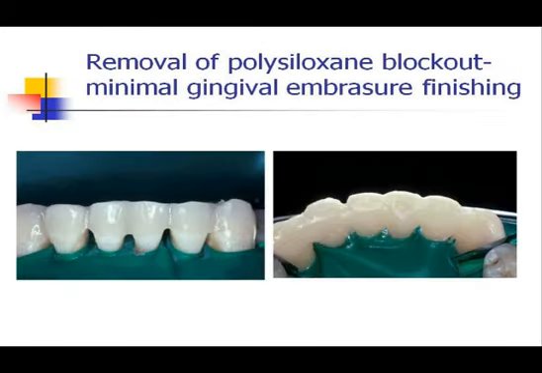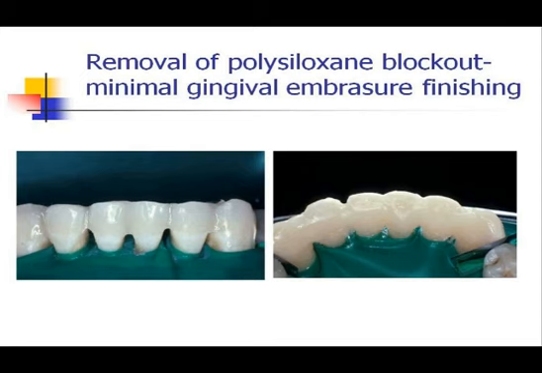Once we've light cured, we finish and polish. We remove any sharp edges. We use discs to finish the facial surface, to marginate it. We'll use rubber and silicone abrasive polishers. We'll use polishing paste to finish these areas. When we are finished placing the composite, we pull out the polysiloxane blockout.